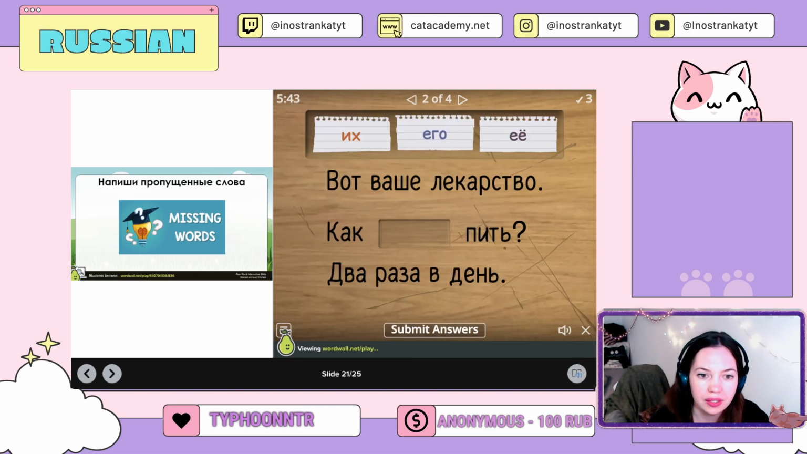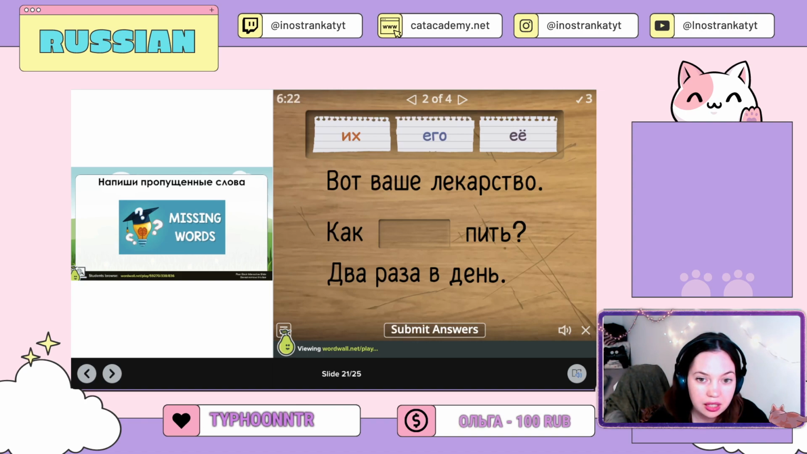Perfect. Дальше. Вот ваше лекарство. Как пить? 2 раза в день. Here is your medicine. How to drink it? 2 раза в день, 2 times a day. So now we need to think if we have to use их, его or ее. These are personal pronouns, like his, her, its, them, and stuff like that.